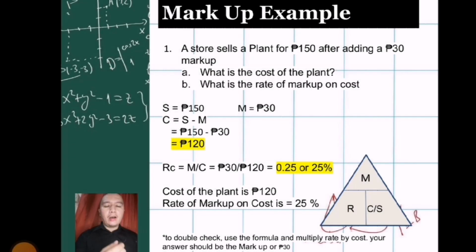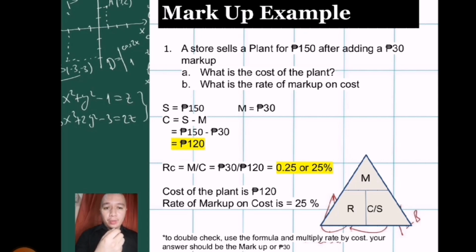Example that is very applicable nowadays because of the pandemic. A lot of people are staying at home and taking care of plants as their leisure or a way to pass time. So let's say we have a store that sells a plant for 150 pesos, after adding 30 pesos of markup. Here are the things that we have to know.